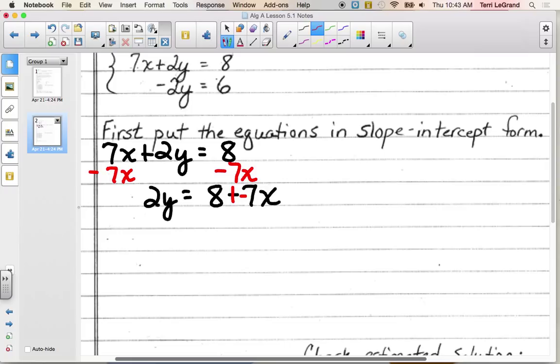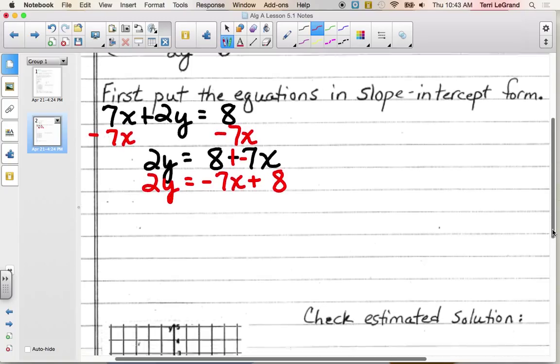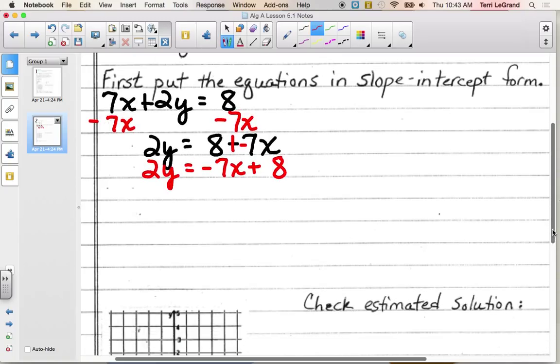Cameron? You can switch the 7x and the 8 around. Yeah, so we have those x's first, we can do that, because now that we've changed it to add the opposite, those two terms can trade places. And now it's starting to look more like the slope-intercept form because we have y's, followed by an equal sign, followed by some x's, followed by a constant. Okay, what would be our next move then?